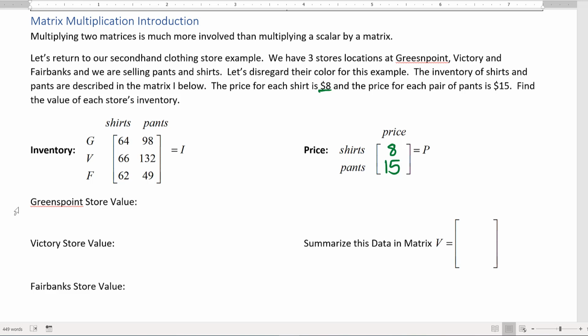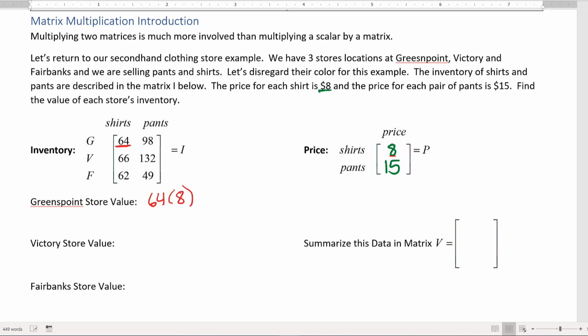Okay, so right now, let's just use our logic and see if we can figure out how to find the Greenspoint store value. Well, I know the Greenspoint store has 64 shirts. I also know that each shirt is worth $8.